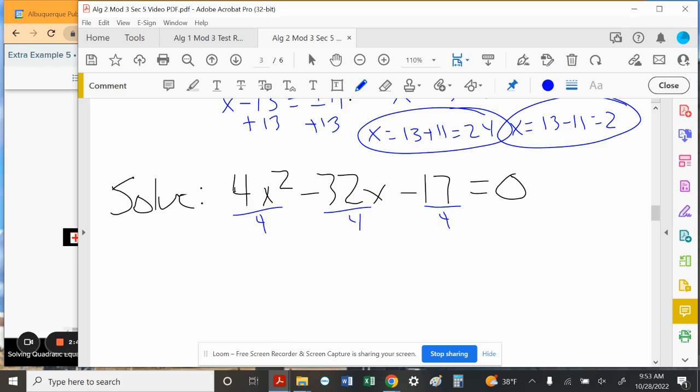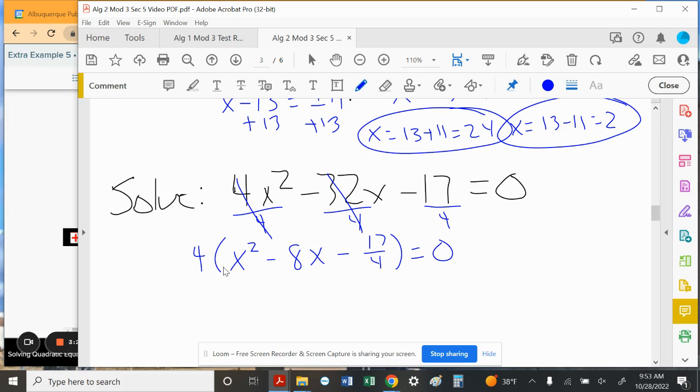Okay, notice the last term does not divide by 4. So I can take out a 4 and I'm left with x squared, minus 8x, and in this case, I'm left with 17 over 4. Now, how do I know that that was correct? Well, if I multiply this back through, 4 times 1 is 4. 4 times negative 8 is negative 32. 4 times negative 17 over 4, the 4s would cancel, so I'd end up with negative 17. So you always want to verify that you did the division correctly and you took out what was right.